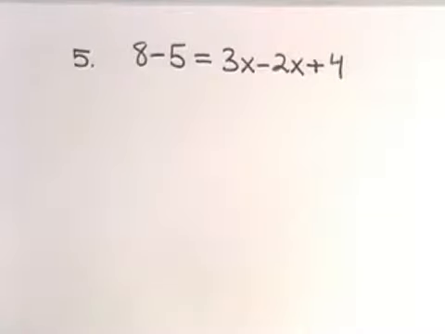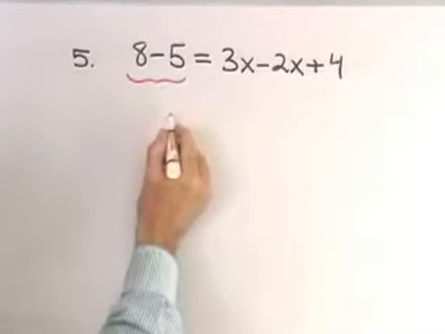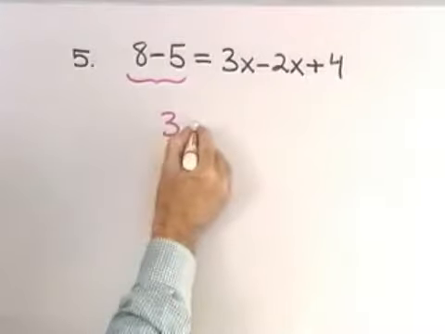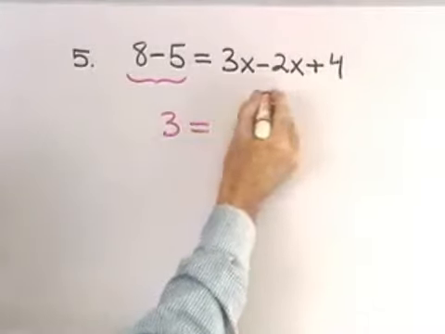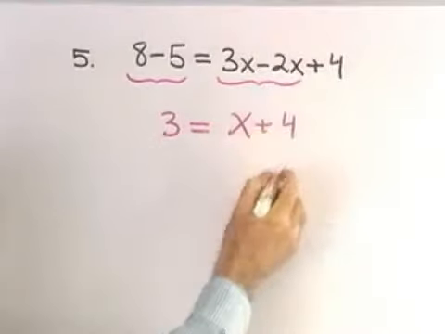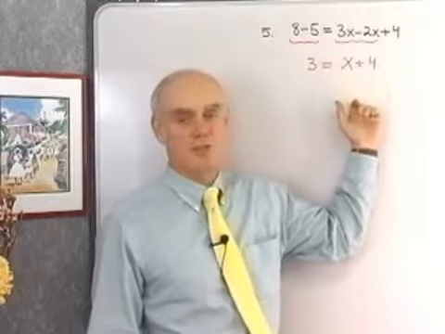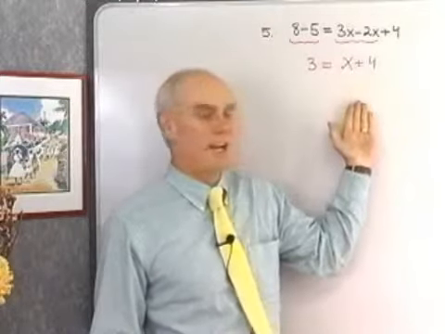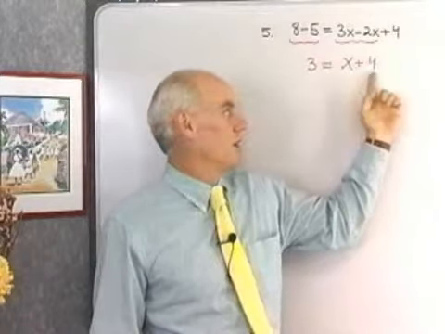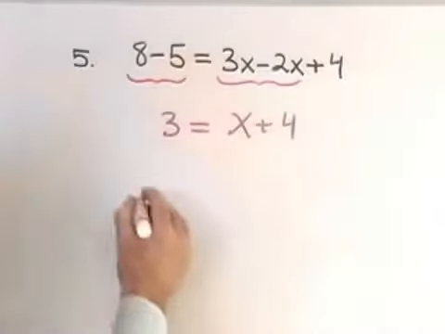8 minus 5 is equal to 3x minus 2x plus 4. Again, I want to simplify each side as much as possible. I'll simplify this side down to 3. 3x subtract 2x, that's going to be 1x plus 4. This time my variable appears on the right side of the equation, and that's fine. I'll just leave it there. I want to isolate that x on this side of the equation, so I need to get rid of the 4. To do that, I'll add its opposite, negative 4.